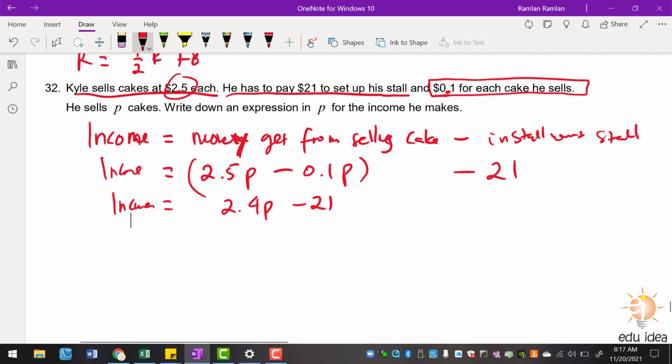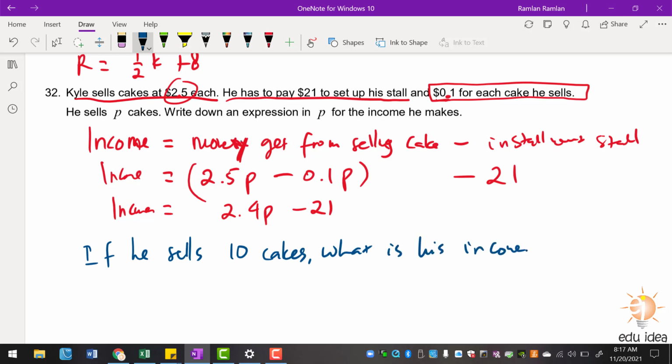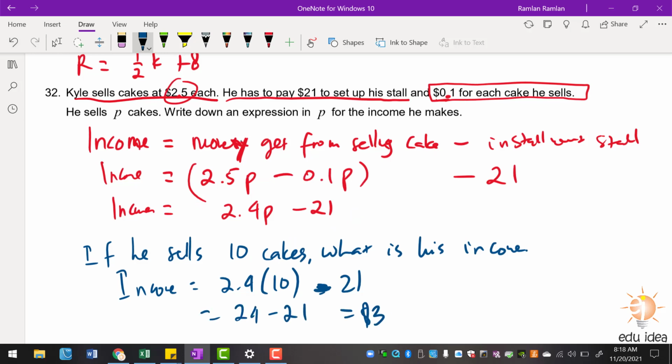Okay, so for example, I have an extra question. If he can sell, let's say, 10 cakes, I'm going to add some questions here. If he sells 10 cakes, what is his income? Because we have this formula to find the income, I can just write down income equals 2.4 multiplied by 10, because this 10 represents the number of cakes. So I can substitute that P with 10 and then minus 21. Multiplying that, we get 24 minus 21, so I will get $3. So by selling 10 cakes, he will get an income of $3.